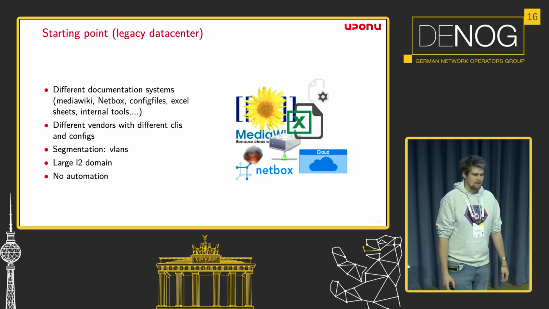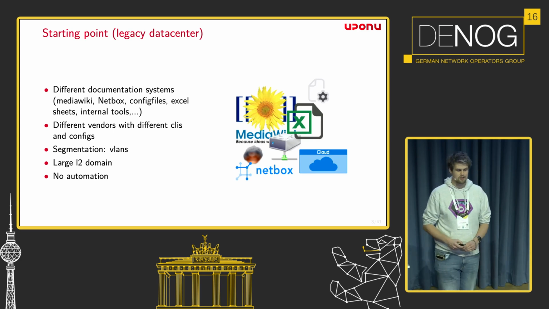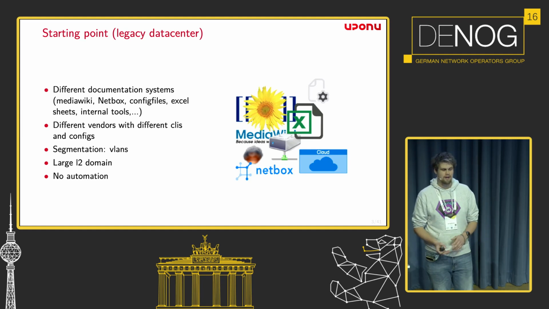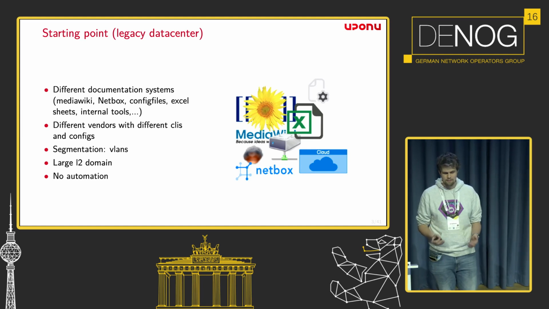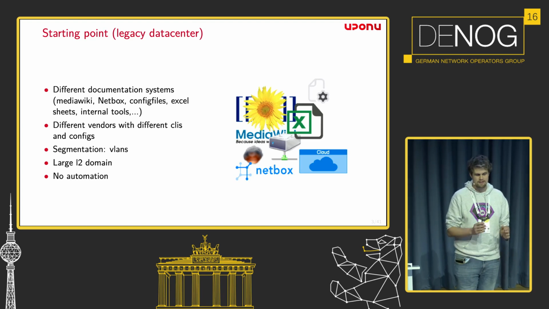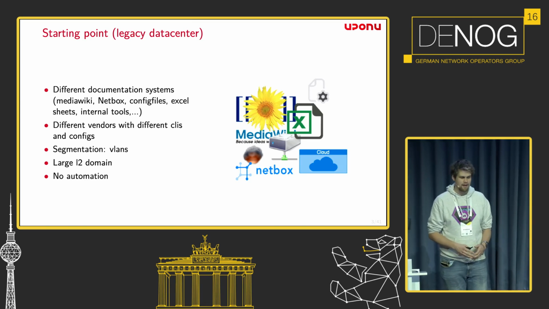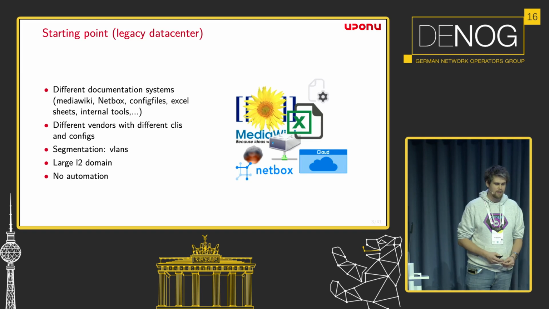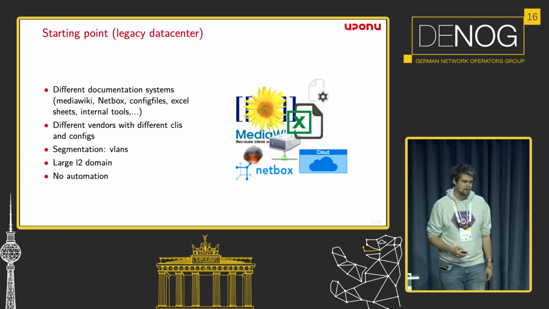As a starting point, we have a legacy data center, very, very classic, with a large layer 2 domain, so many switches with lots of different vendors. We had to configure it all manually. It was a lot of pain to keep constant documentation in all the tools. We have some Excel files, some MediaWiki. Also, we use Netbox in the background, but there was no plan to keep everything consistent. And we had no automation, so each colleague has to log into the switches, configure the VLANs, etc.